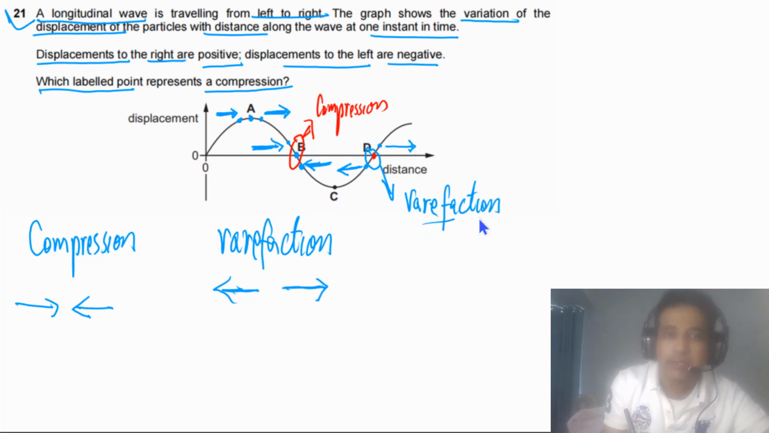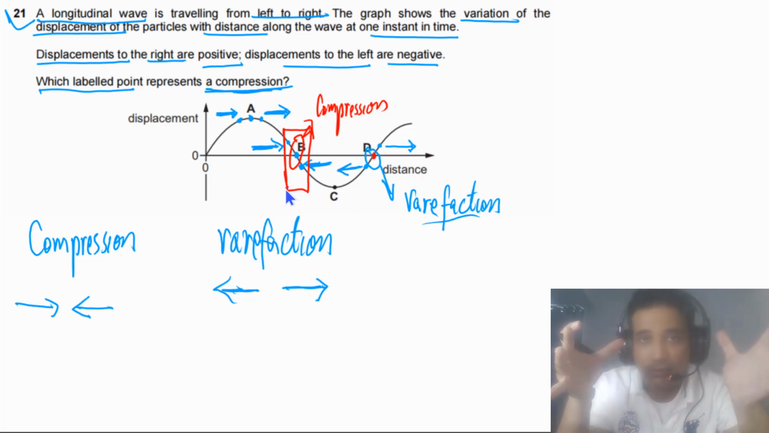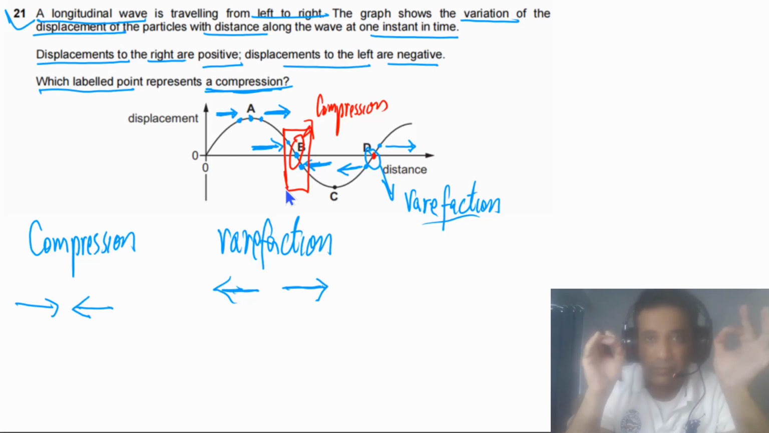The question was asking us to label the point that represents a compression. So the answer for this question has to be B. So B is the right answer. This is a beautiful way you can approach this type of problem, and this question is a repeated question. You will see this question in many past papers.